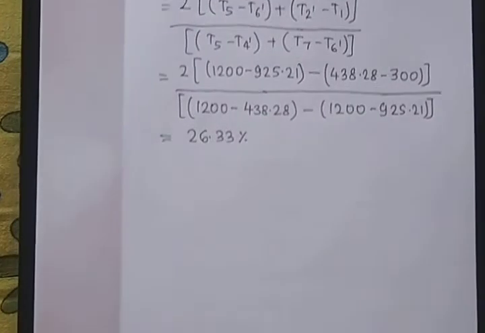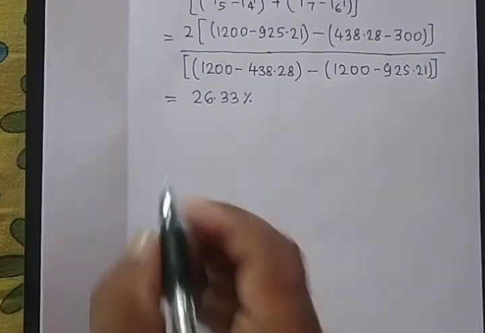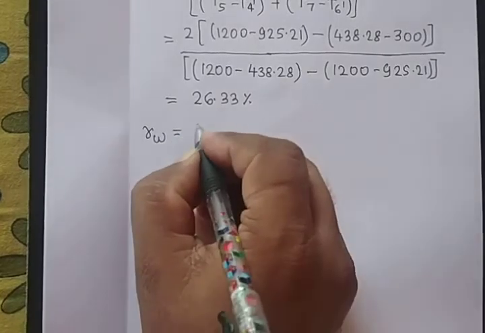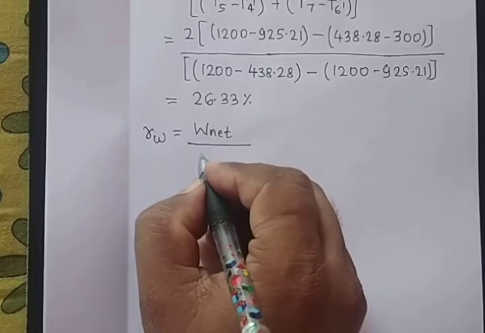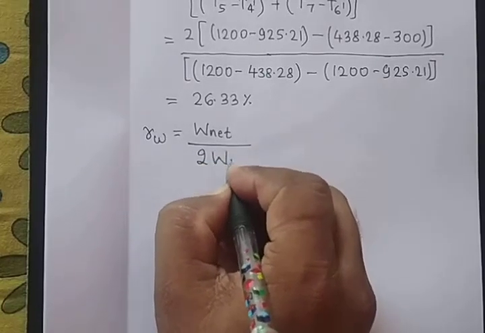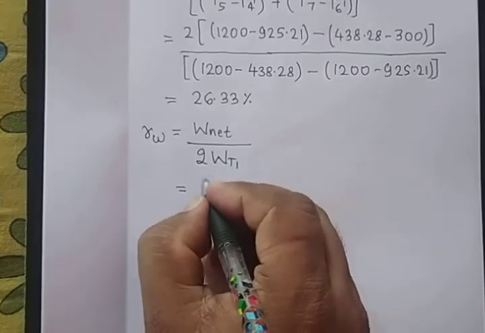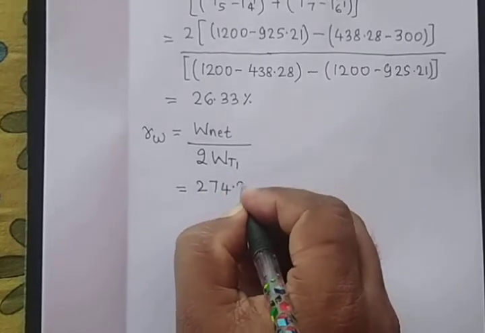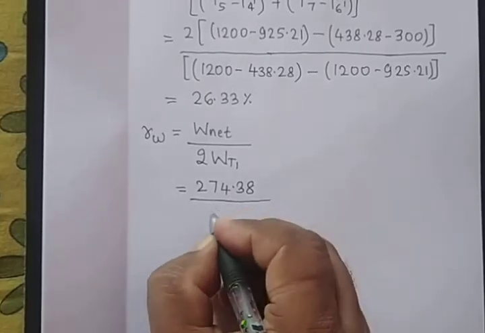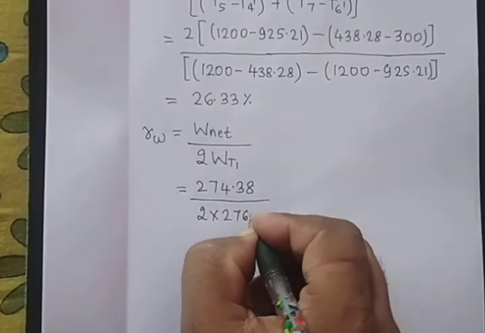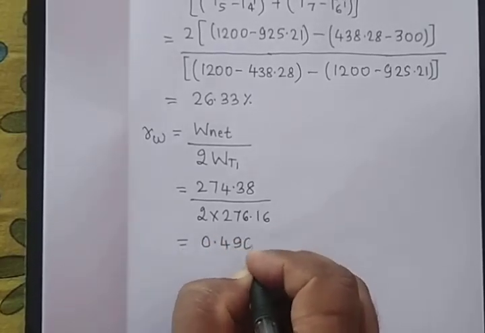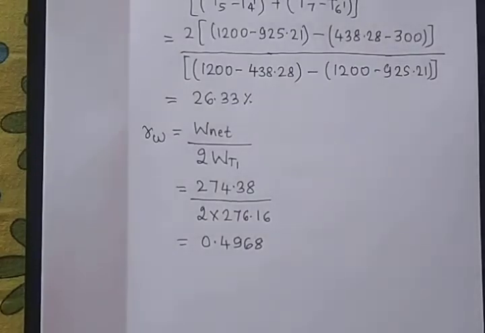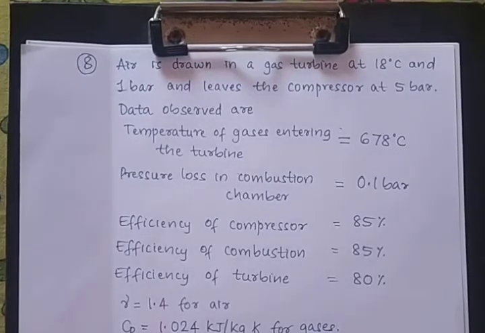Then the last thing that is asked in the problem is work ratio, that is RW. Work ratio is W net divided by WT1 plus WT2, that is 2 times WT1, that is 274.38 divided by 2 into 276.16. So we will get the work ratio as 49.68% or 0.4968. So now we'll take up the next problem.